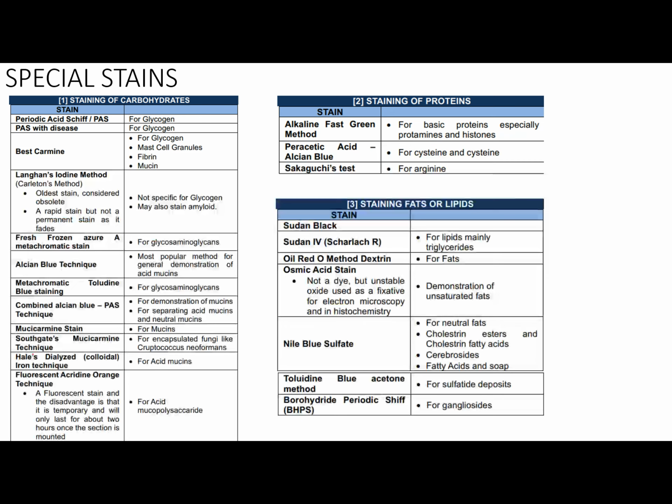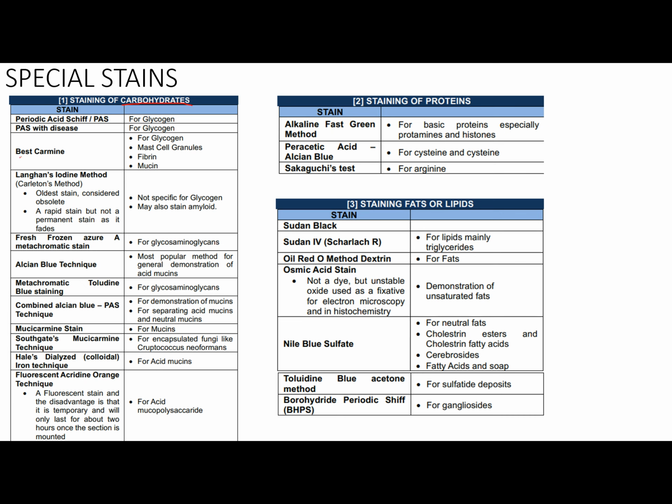Now, very important, usually asked in board exams, are the special stains. So, I'm not going to tackle them one by one. I'm just going to choose some of the stains. They are categorized based on the substance or tissue sample they stain. The first one is the carbohydrates.